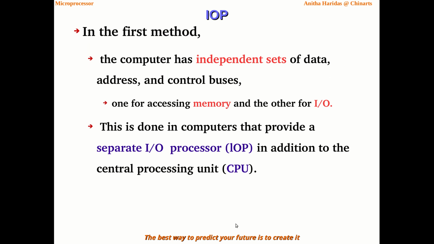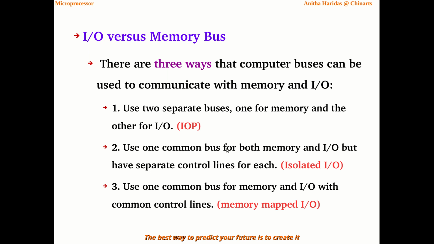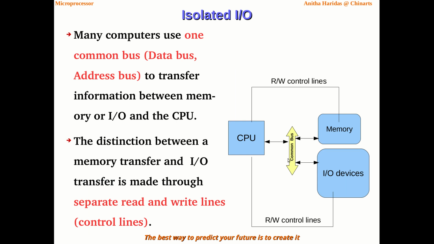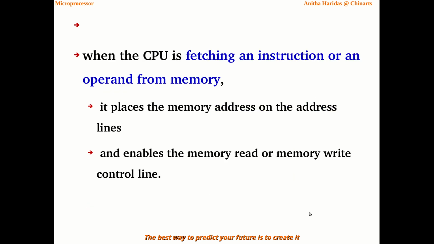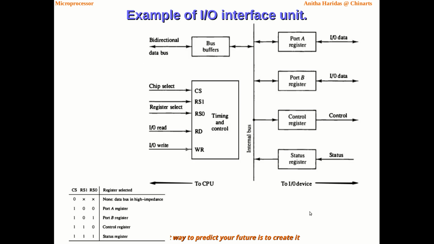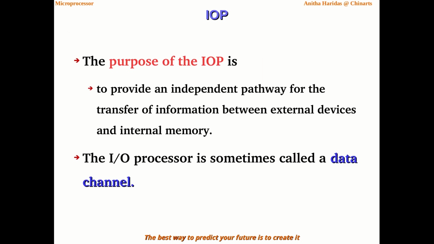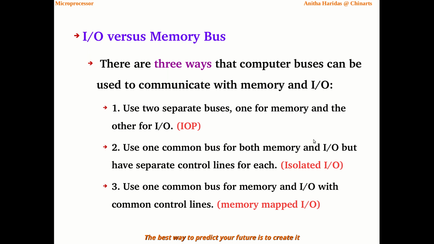Okay, so let me stop here. All the three methods we will be discussing tomorrow. So this is what you call a separate bus for memory, and the CPU will be having a separate bus. Input output devices and the CPU will be having a separate bus. Whereas in the second case, I have a common bus. CPU will be having common data and address bus for the memory and input output devices, but separate control lines will be there. Whereas in the third, in the memory map, it is going to have common bus between the memory and the input output. So we will be discussing all these three data transfer schemes that use the three ways of computer buses communicating with memory and input output in the next class.